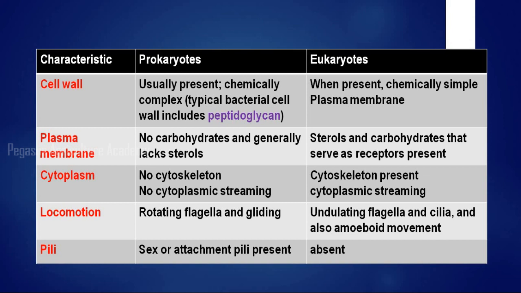In the case of pili, sex pili or attachment pili are present in prokaryotes. These help bacteria and other pathogenic organisms stick onto our body structures. Pili also serve as a mode of sexual reproduction, helping in sexual reproduction, and they are a structure for attachment on other surfaces. In eukaryotes, pili are completely absent.